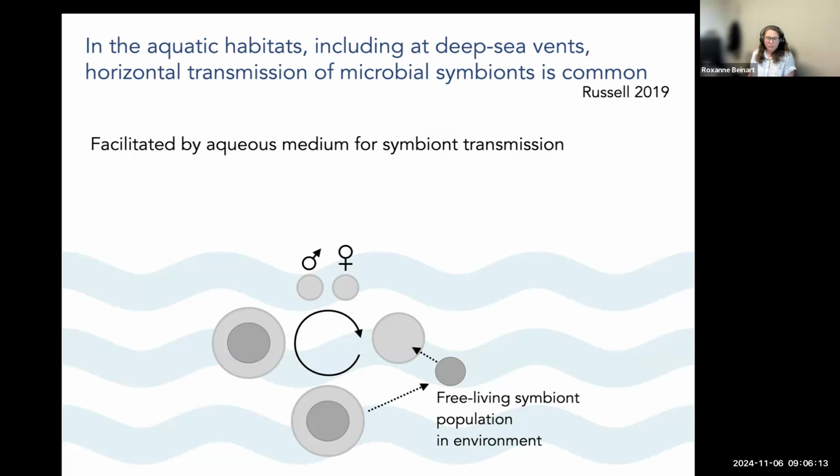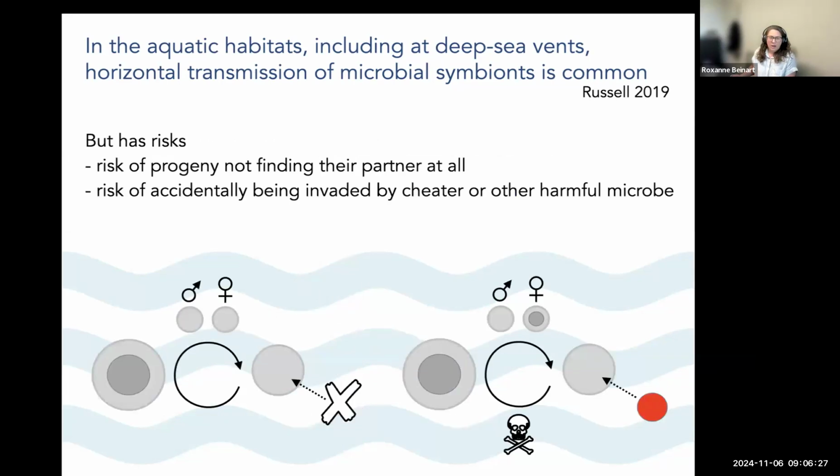It's thought that one of the reasons for this is that this is a mode that is facilitated by the aqueous medium of water for symbiont transmission, where the microbes can persist in water for this type of transmission process. But this transmission mode has a lot of risks. It has the risk of a progeny not finding their partner at all, and the risk of accidentally being invaded or infected by a cheater or other harmful microbe during the process of taking up a symbiont.